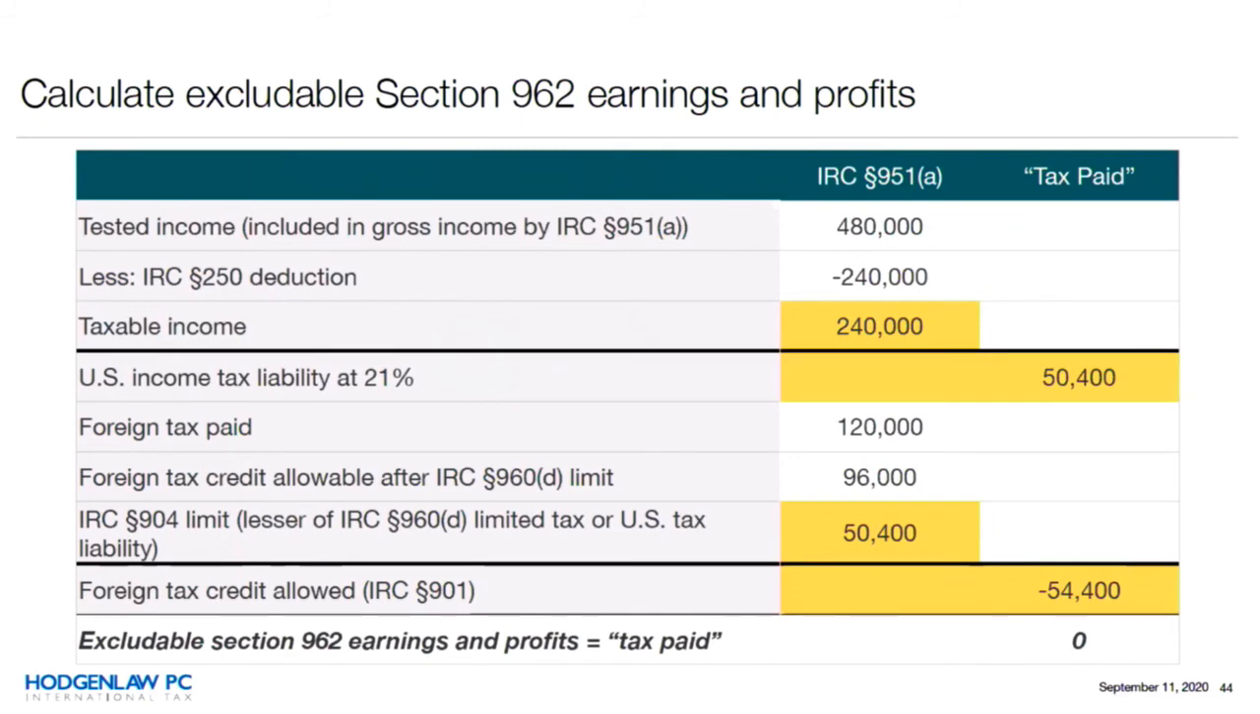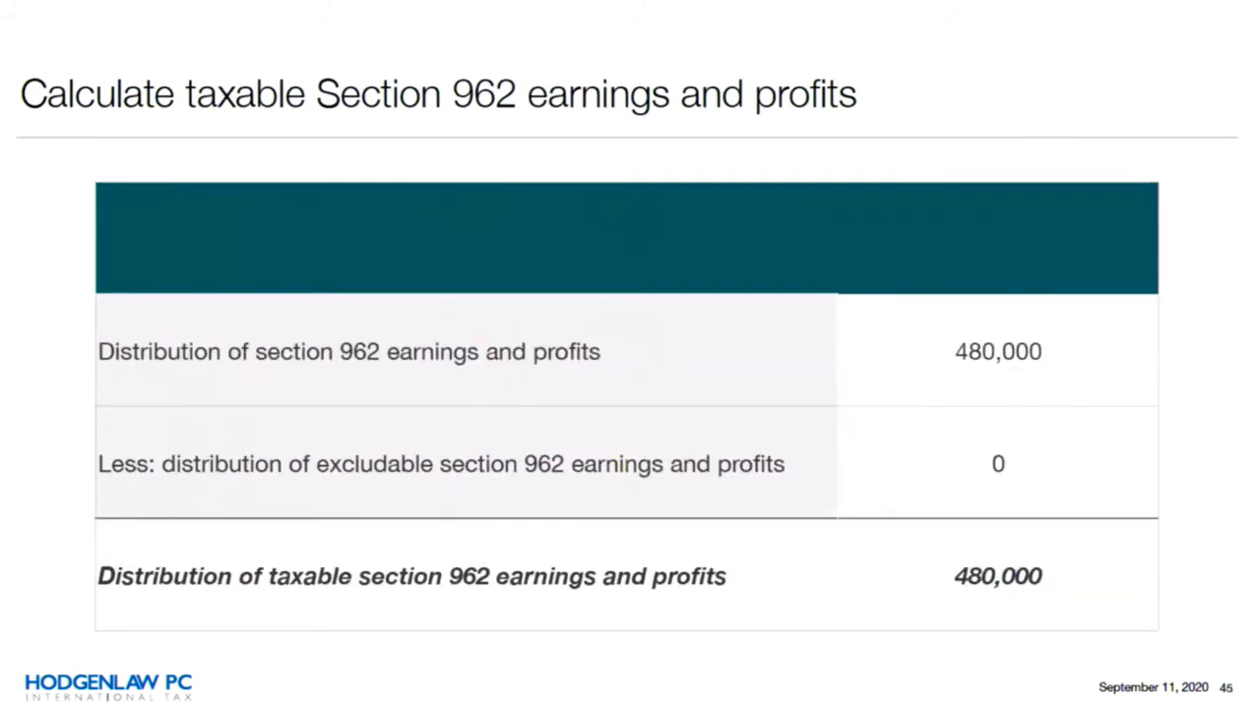But you can see that the actual tax paid is going to be zero. Therefore, the excludable section 962 earnings and profits is going to be zero. Therefore, the distribution of section 962 earnings and profits will be 100% taxable. And here's where you see it. 480,000 distributed, less excludable zero, amount of taxable section 962 earnings and profits, aka dividend income, 480,000.